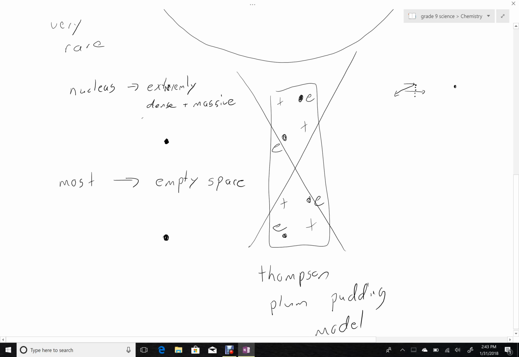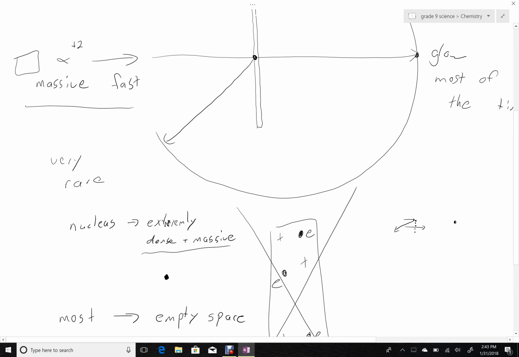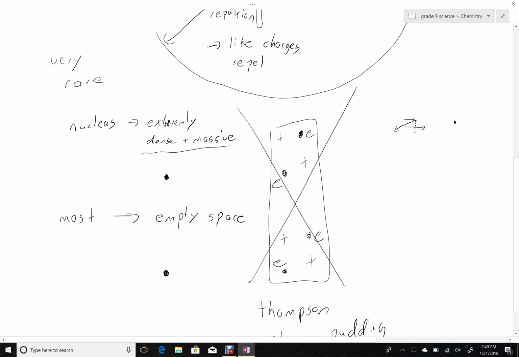Finally, having decided that all of the massive particles within the atom must be in that tiny little nucleus, he also realized that because the charge on the alpha particle was positive, and he had seen a repulsion, and like charges repel, he decided that this was an extremely dense and massive nuclear core that was also positive in charge.